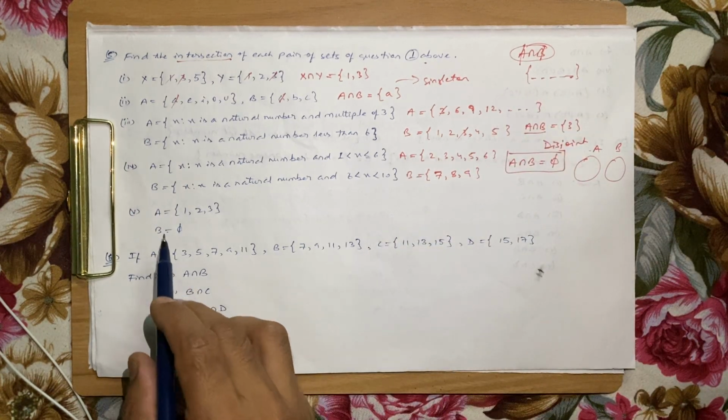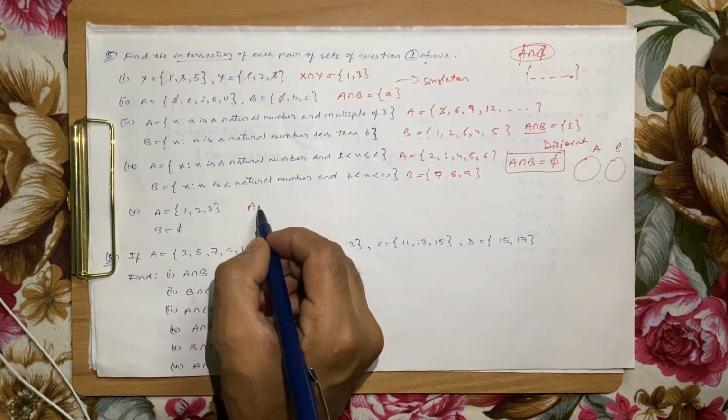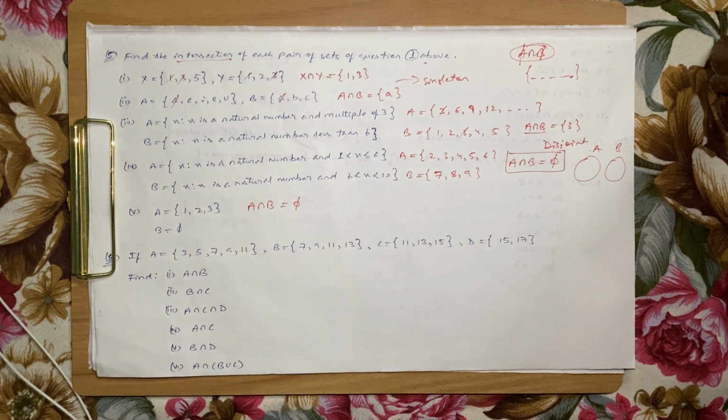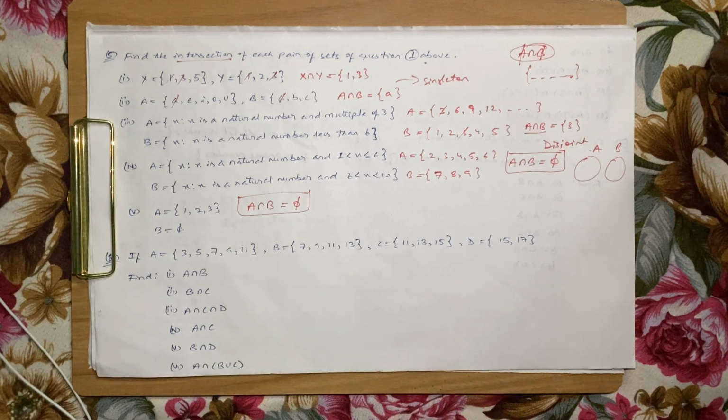Okay, now the next one, A is what? 1, 2, 3, and B is what? Phi. Phi is a null set. So is there anything common between A and B? No. So this is also a null set, because this has no elements. Phi means empty set or null set.